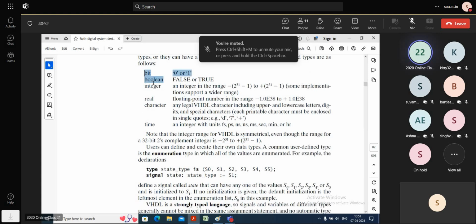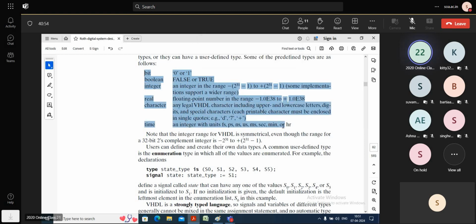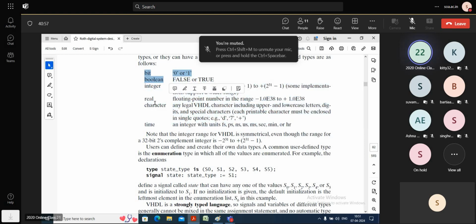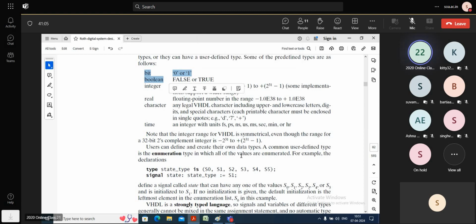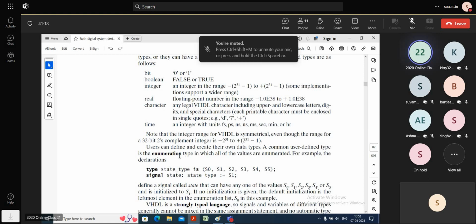So these are all predefined data types: bit, boolean, integer, real, character, time. And we can also create our own data types, those are the user defined data types. The common user defined data type is the enumeration. So we can use the enumeration type, which is a user defined data type.